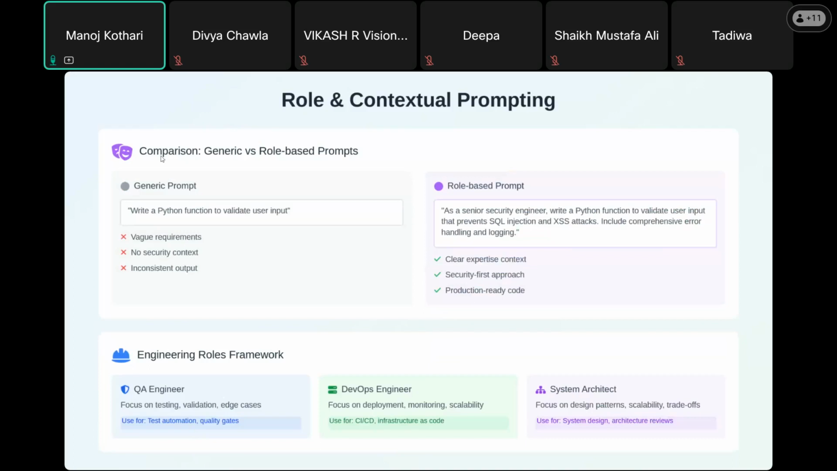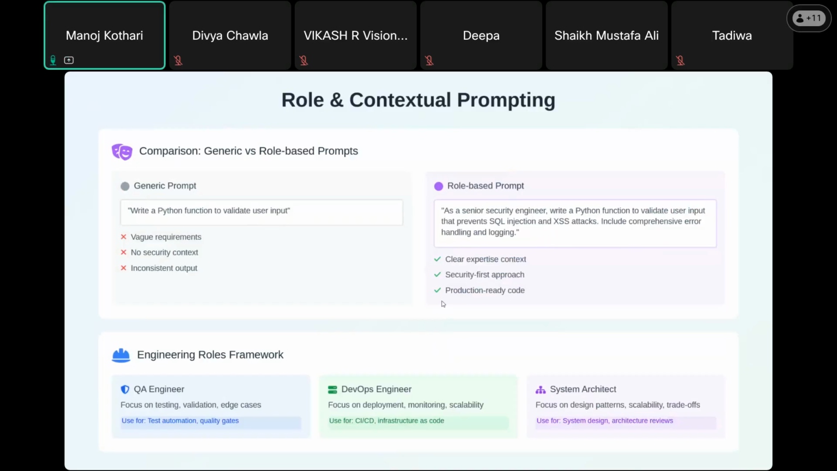So, see this example. The generic prompt is: write a Python function to validate user input. It's a vague requirement, no security context, and inconsistent output. When it is a role-based prompt, what you are saying is, as a senior security engineer, write a Python function to validate user input that prevents SQL injection and XSS attacks, include comprehensive error handling and logging. So you are giving a better prompt, and you are also giving it a role-based prompt. Getting it? Yeah.